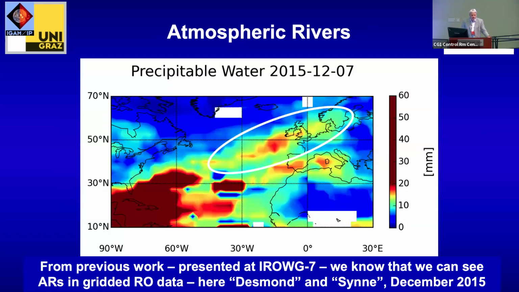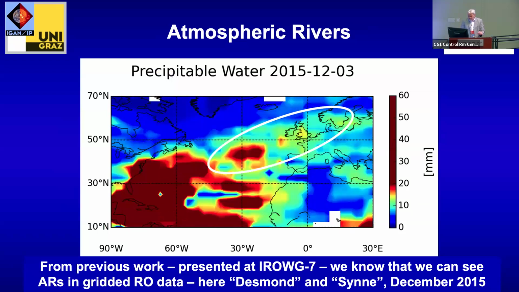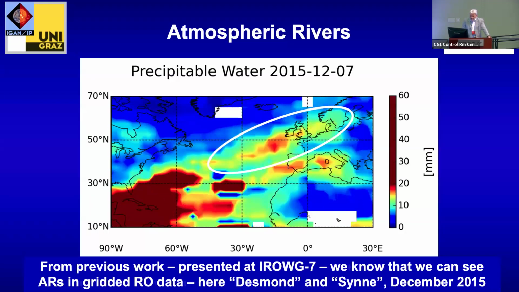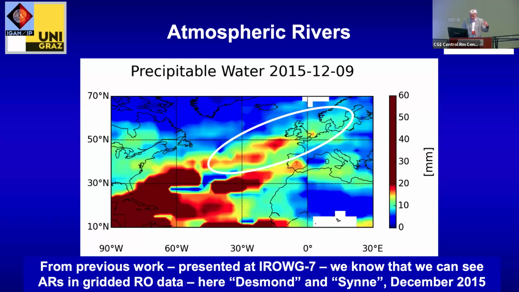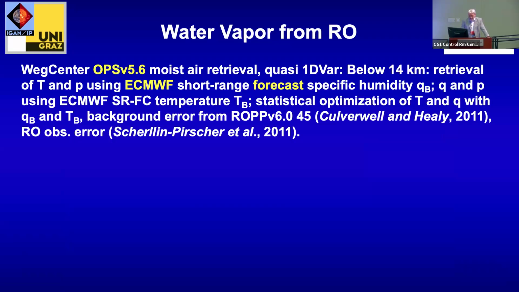This is something I've already presented at RWG7 a while ago. In gridded RO data, we see, in this case, the same example, Desmond and Sinne. If you look at water vapor profiles, and here this is averaged, this is how it proceeds in time. These are different days, looking at certain grid points. We can see that these atmospheric rivers have quite different vertical structure, and of course that's something you don't see in the integrated water vapor. So looking at the vertical structure might be interesting as well.